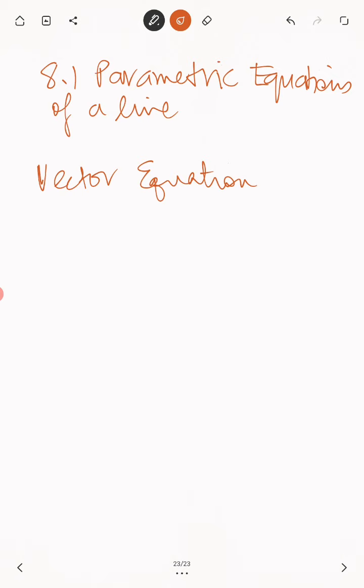So the vector equation of a line, just to recap, this is in your textbook, is r equals r naught plus t times m, where r naught is any position vector that ends in a point on the line. m is any direction vector that describes the line, meaning parallel to it. And t is just a parameter, so any real number.